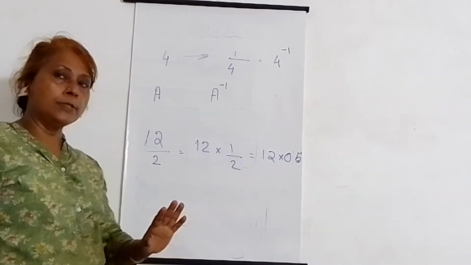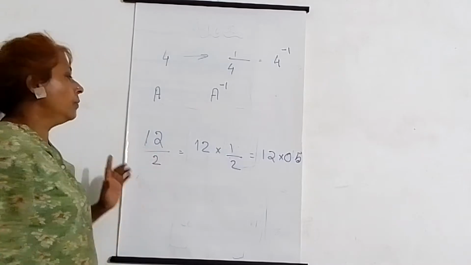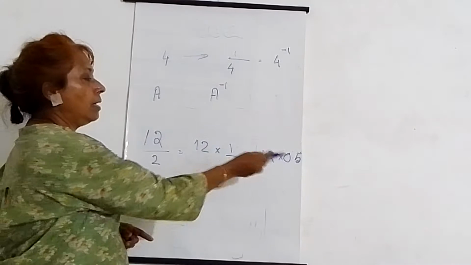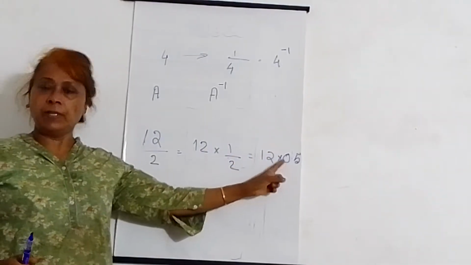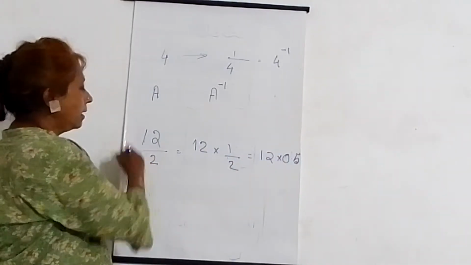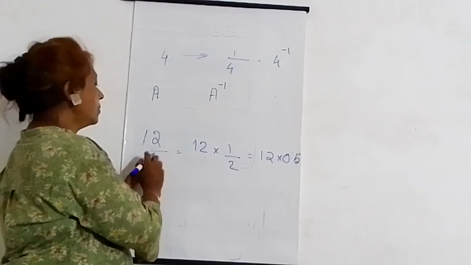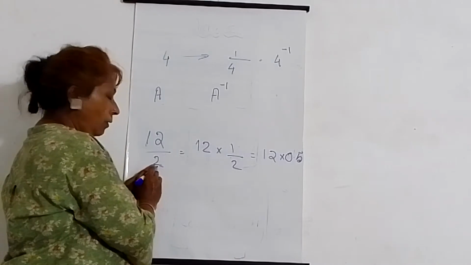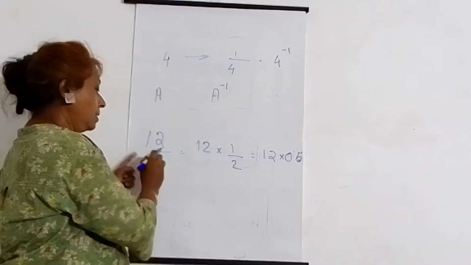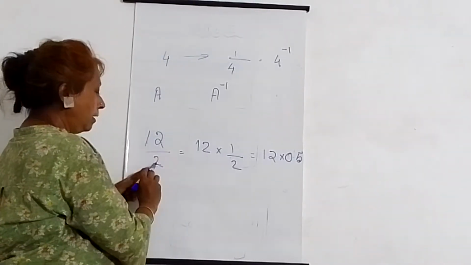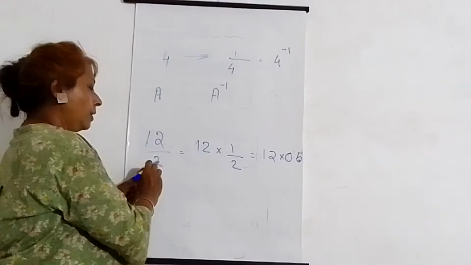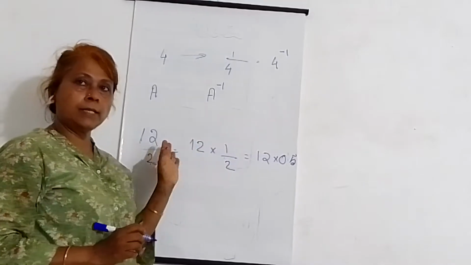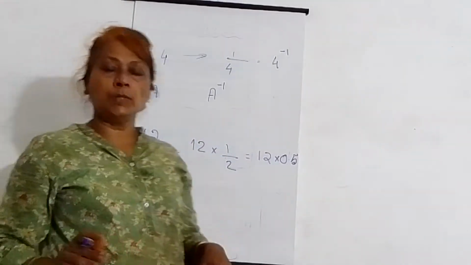In matrices, there is no division. So, instead of dividing, we are going to take the reciprocal and then multiply it. It is allowed. For a number, if it is not allowed to divide 12 by 2, we can take the reciprocal of this number and multiply it. The result will be the same. This is the case with matrices.